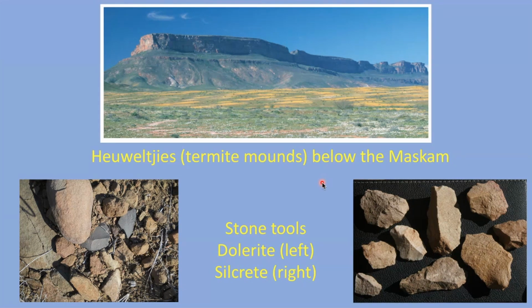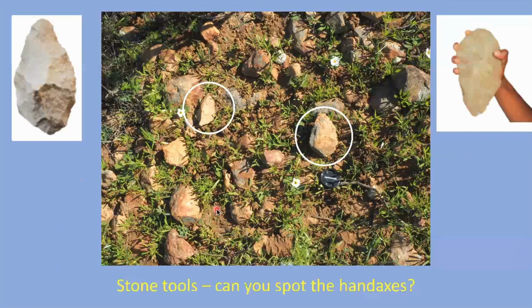The other thing to point out is if you, like at this farm, walked around, you can find stone tools. Here at the lower right are some silcrete stone tools that were made by humans, our ancestors, for cutting and whatever. And then these two dark stones are dolerite stone tools that were found on a kopje in the Karoo dolerite dikes.